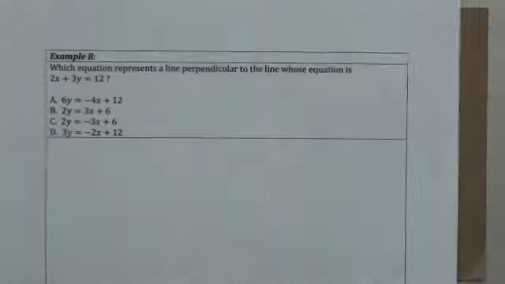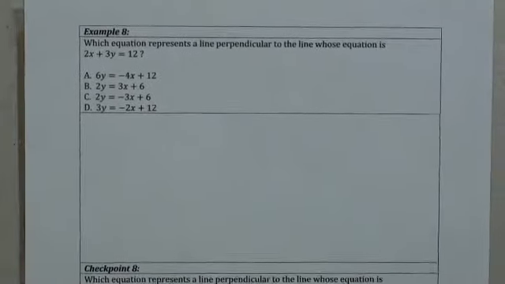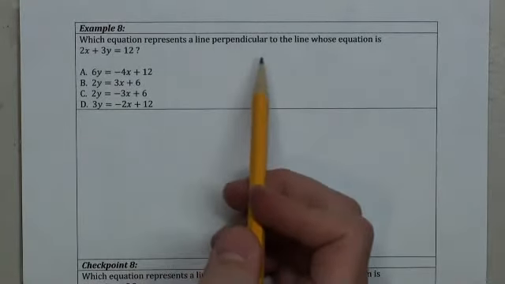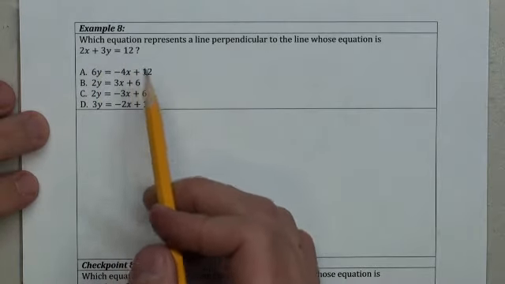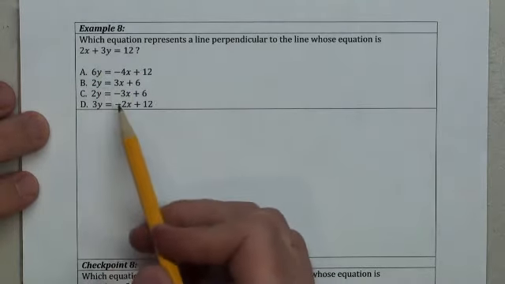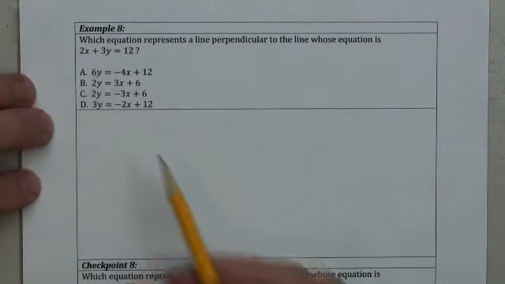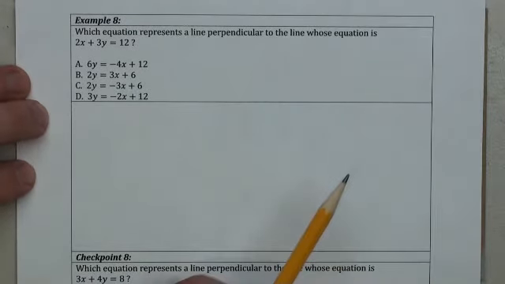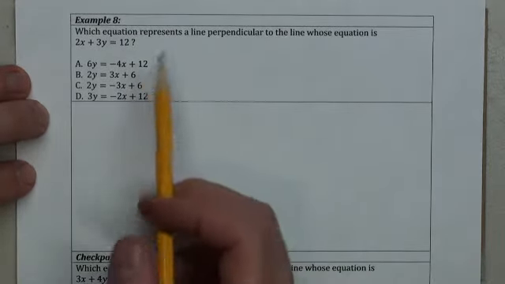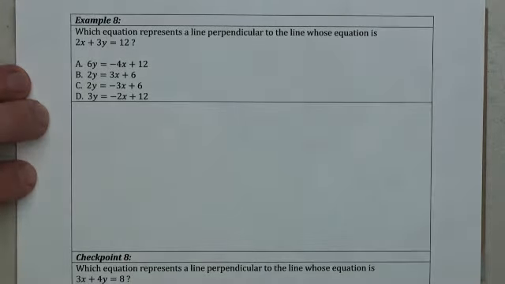Let's look at problem number 8. Which equation represents a line perpendicular to the line whose equation is 2x plus 3y equals 12? And then we have 4 choices here. Now, none of these are in y equals mx plus b form, so we have to put all of them in y equals mx plus b form. And then we have to look at their slopes to determine which ones are perpendicular to the original.